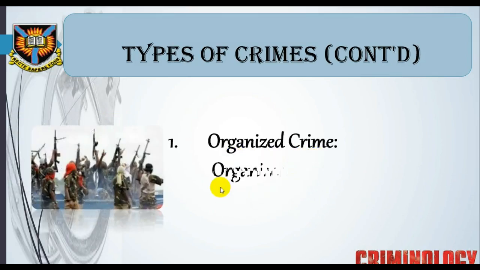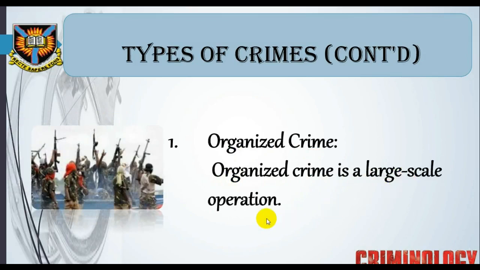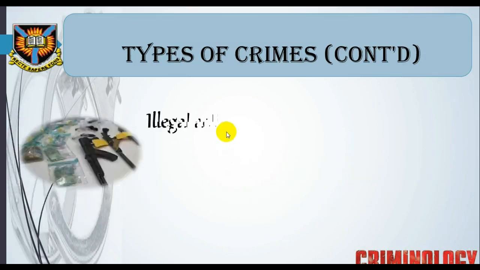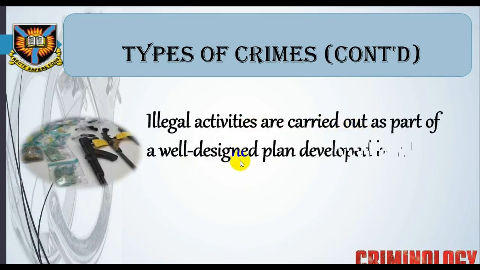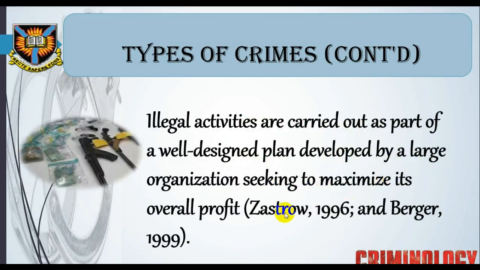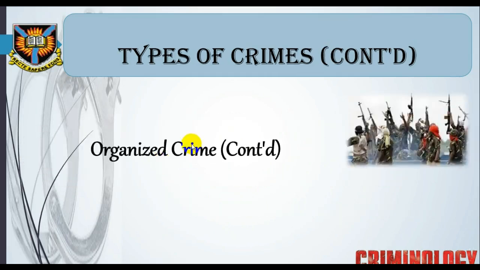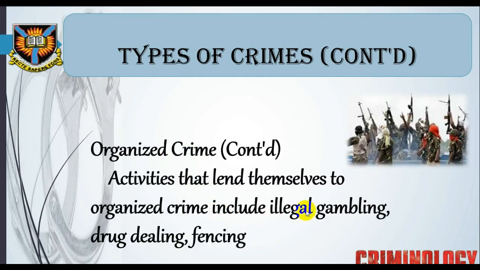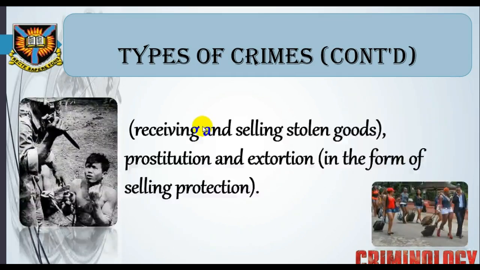Organized crime. Organized crime is a large-scale operation. Illegal activities are carried out as part of a well-designed plan developed by a large organization seeking to maximize its overall profit. Zastro, 1996, and Berger, 1999. Activities that lend themselves to organized crime include illegal gambling, drug dealing, fencing, receiving and selling stolen goods, prostitution, and extortion in the form of selling protection.